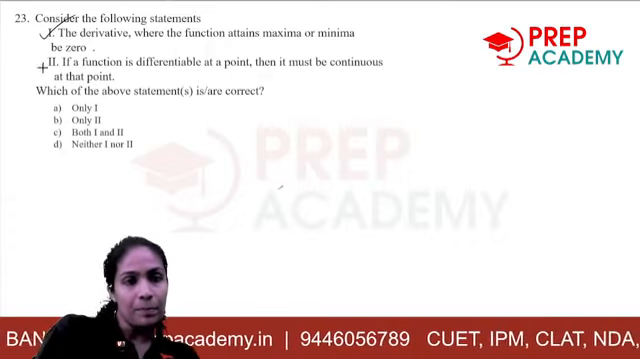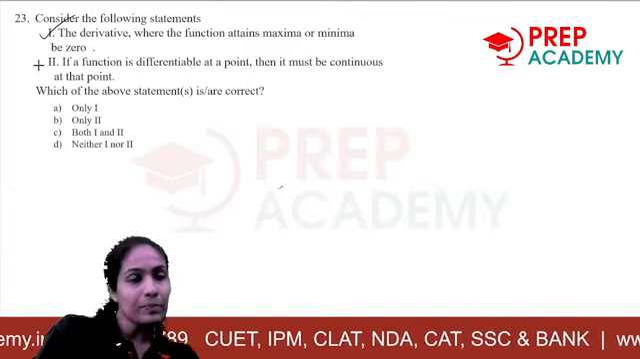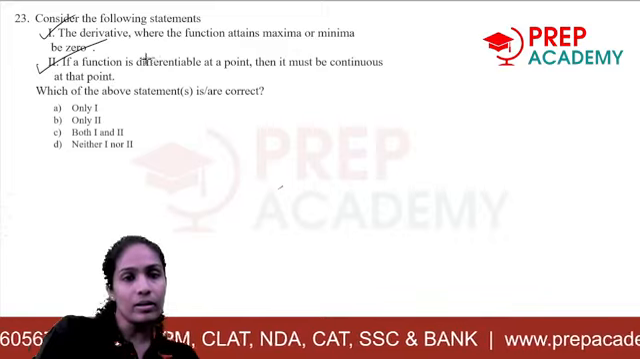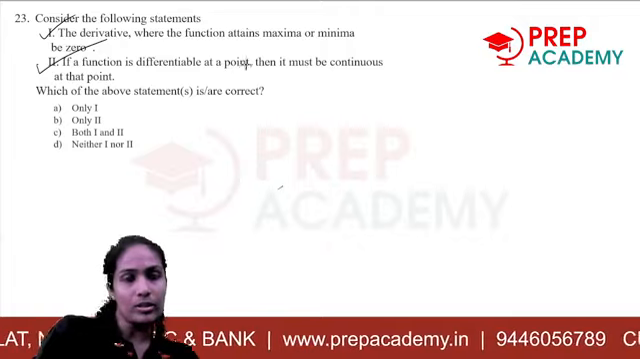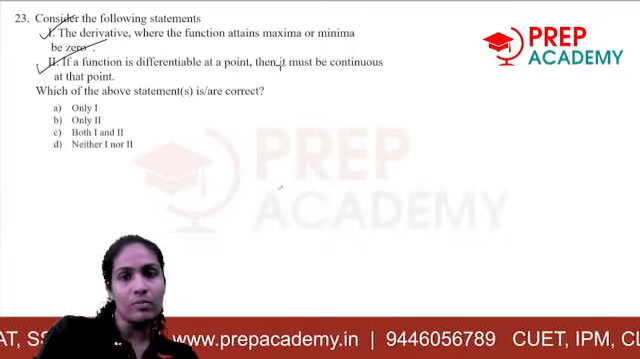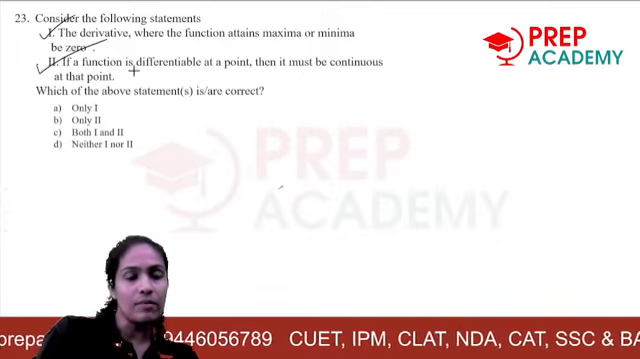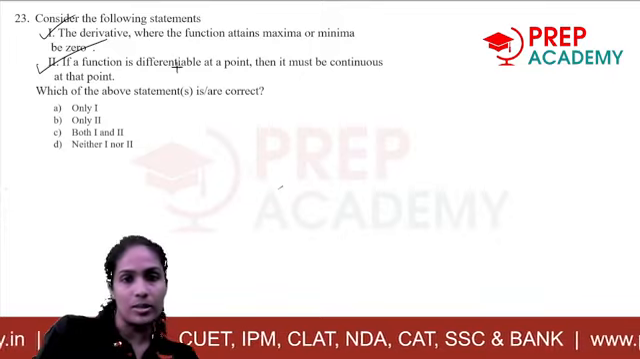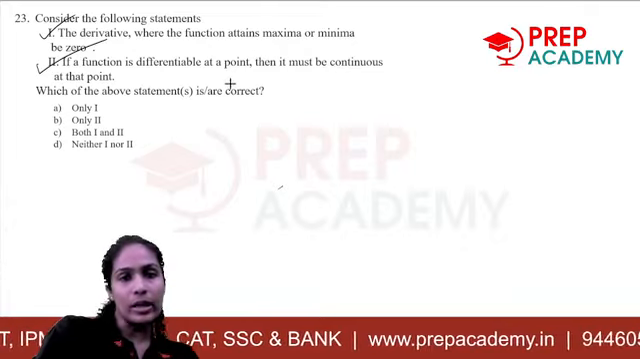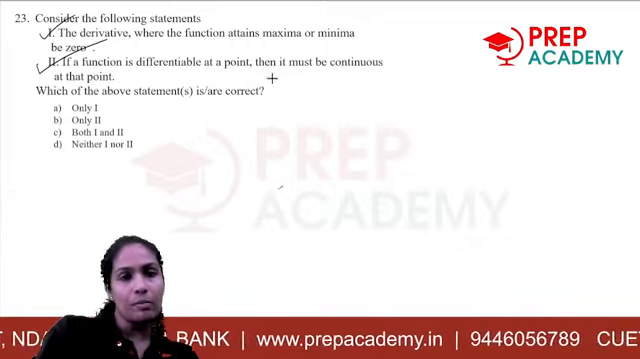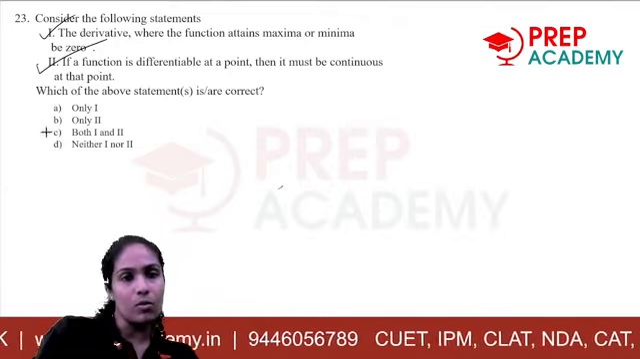Now, the second statement: if a function is differentiable at a point, then it must be continuous at that point. That is also a correct statement, because every differentiable function is continuous, but every continuous function is not differentiable. That is the necessary condition, but the vice versa is not correct. So both statements are correct, so both 1 and 2.